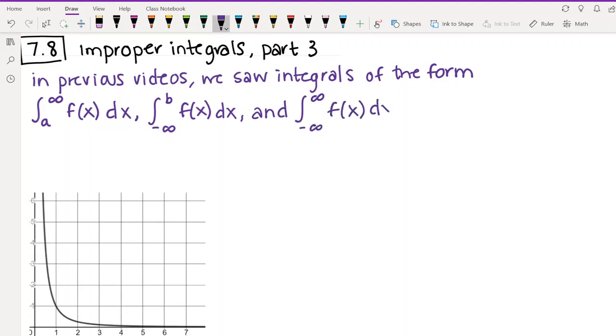And so, what made these integrals different from integrals we've been working on earlier in the class was that because the bounds are infinity or negative infinity and not just a number, you can't directly apply the fundamental theorem of calculus. You have to use limits. And so these type of integrals that I just wrote down, these are called type 1 improper integrals.